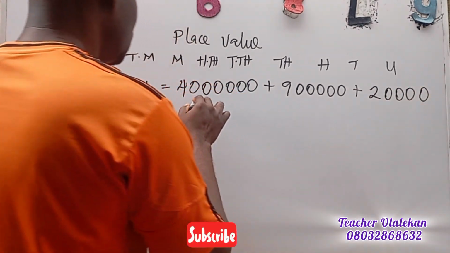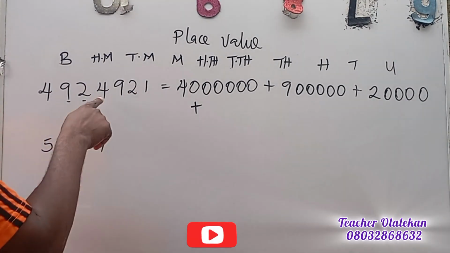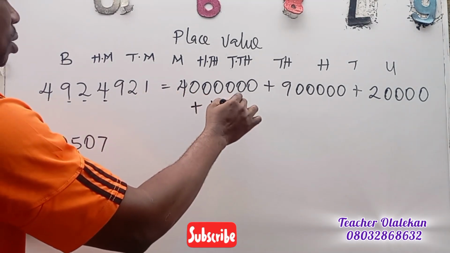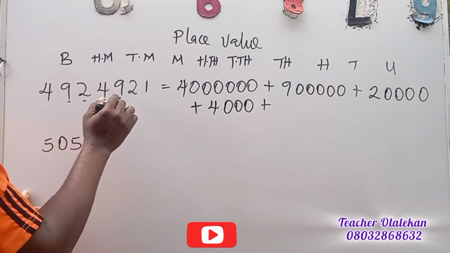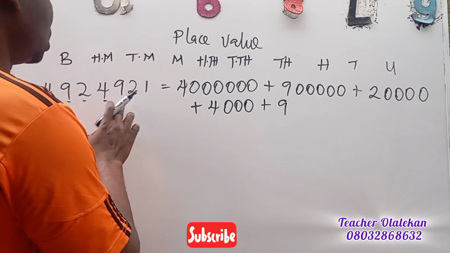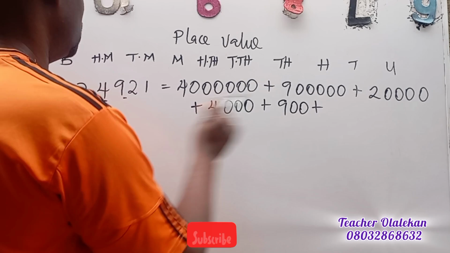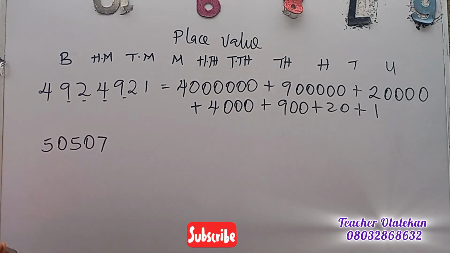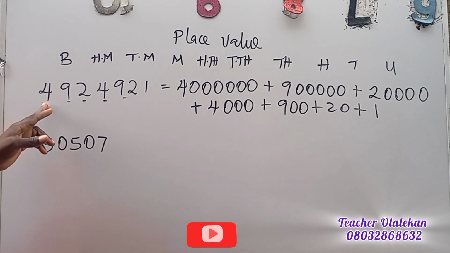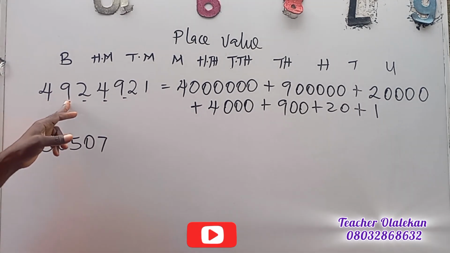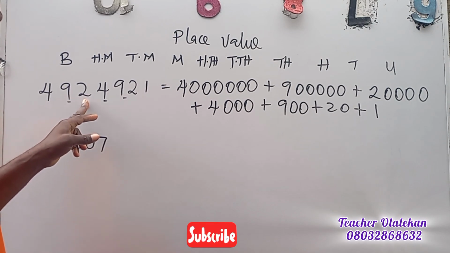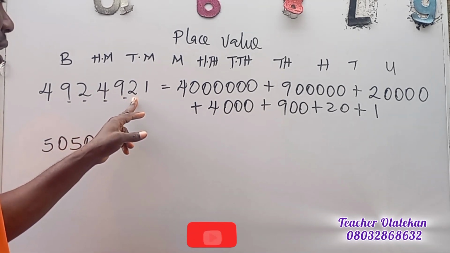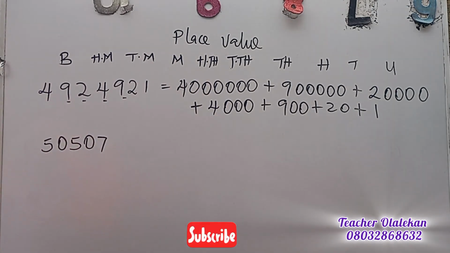Then you continue plus this 4. How many zeros is that? 1, 2, 3. So you write the 4 and the 3 zeros, plus the next one, which is this 9, with 2 zeros, plus 2 tens, plus 1, which is the unit. So that becomes 4 million plus 900,000 plus 20,000 plus 4,000 plus 900 plus 20 plus 1. So that is this figure in expanded form.